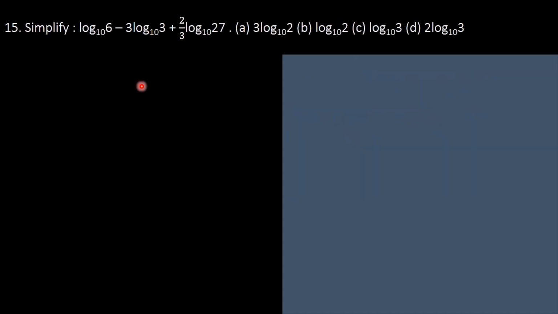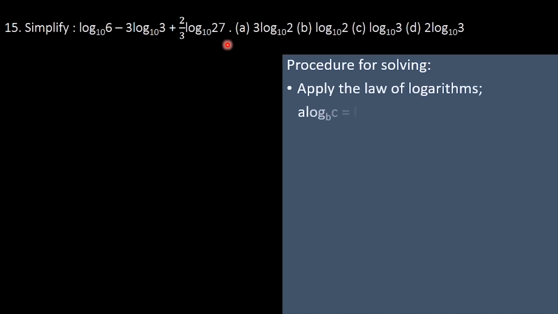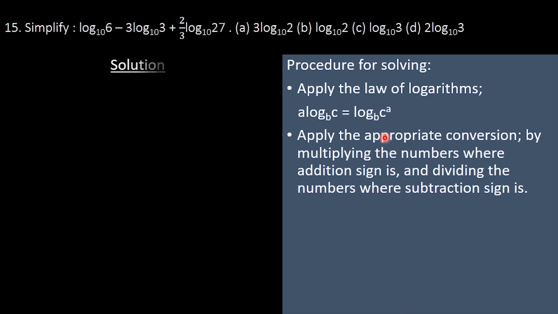Question 15. Simplify log 6 base 10 minus 3 log 3 base 10 plus 2 over 3 log 27 base 10. Here is the procedure for solving this. Apply the laws of logarithms where a log c base b is equal to log c raised to power a base b. Then apply the appropriate conversion by multiplying the numbers where the addition sign is and dividing the numbers where the subtraction sign is. Here is the solution.